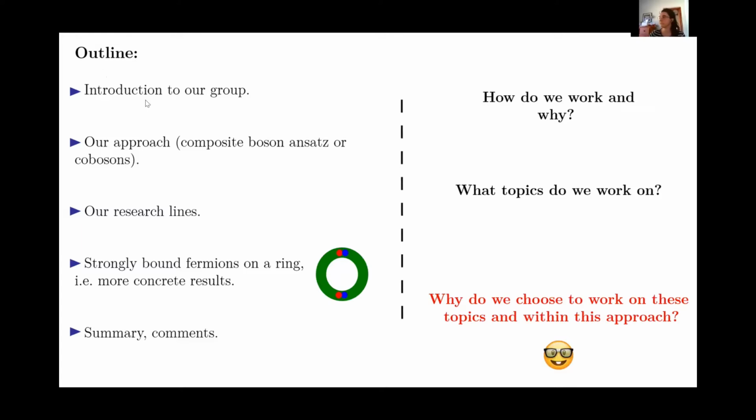So this is the outline of the talk. First, I would like to briefly introduce our group and our approach, which is known as the composite-boson or Qubosonic formalism. Then I would like to mention in a few words our research lines. After that, we are going to speak about our last work, in which we focus on strongly bound fermion pairs on a ring. And we will finish with a summary and some comments.